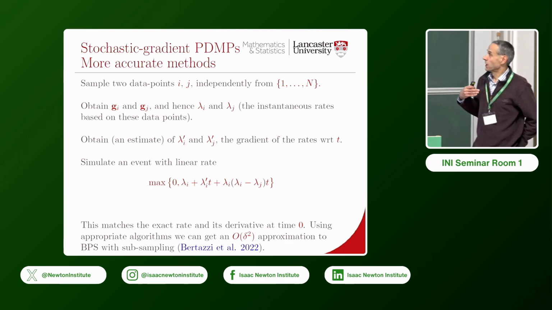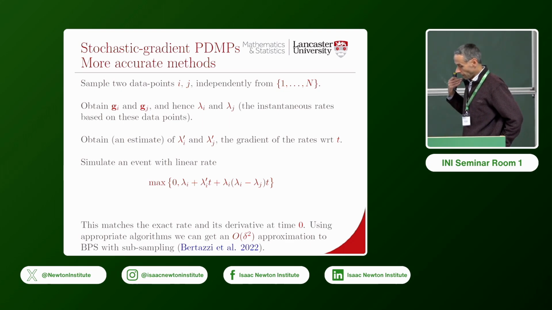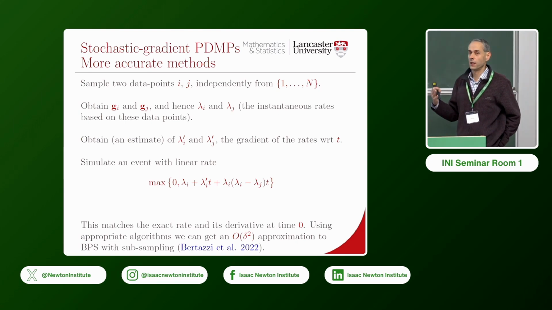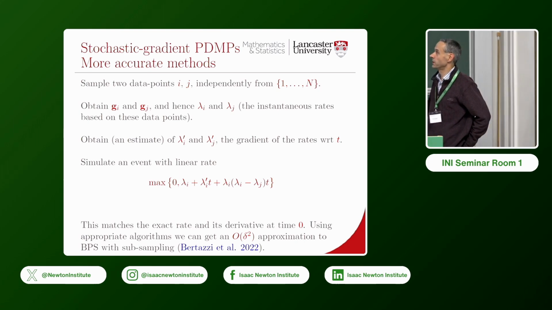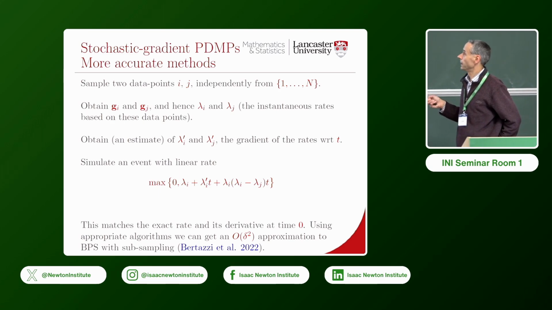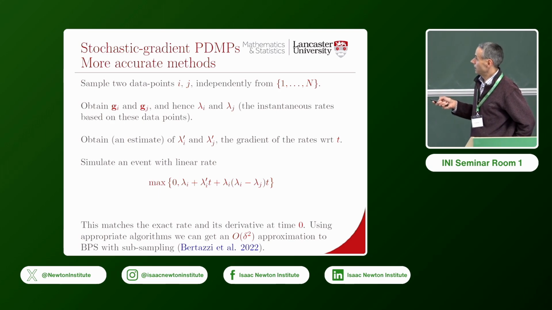And then what we're going to do is consider simulating an event where, if there is an event, we're going to use the gradient associated with data point I to do the sort of reflection. Okay, and there's a slight mistake here.